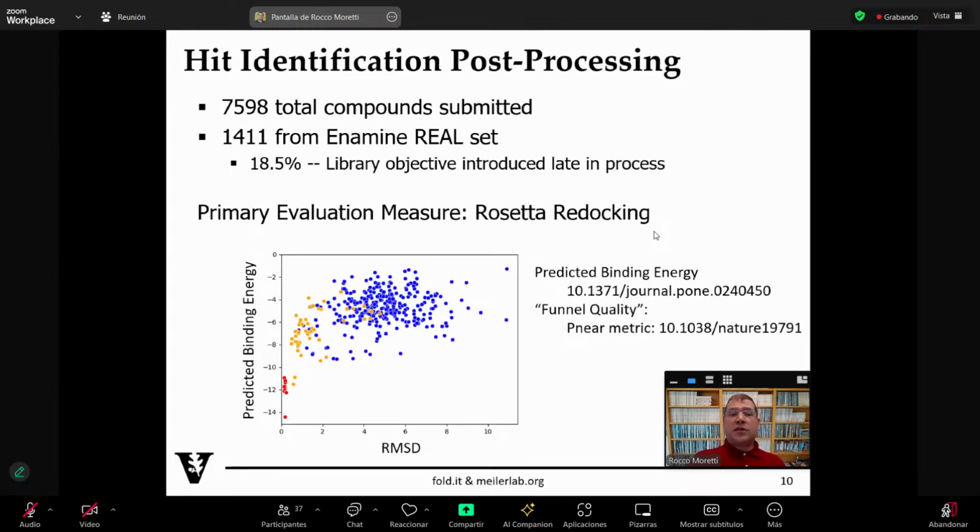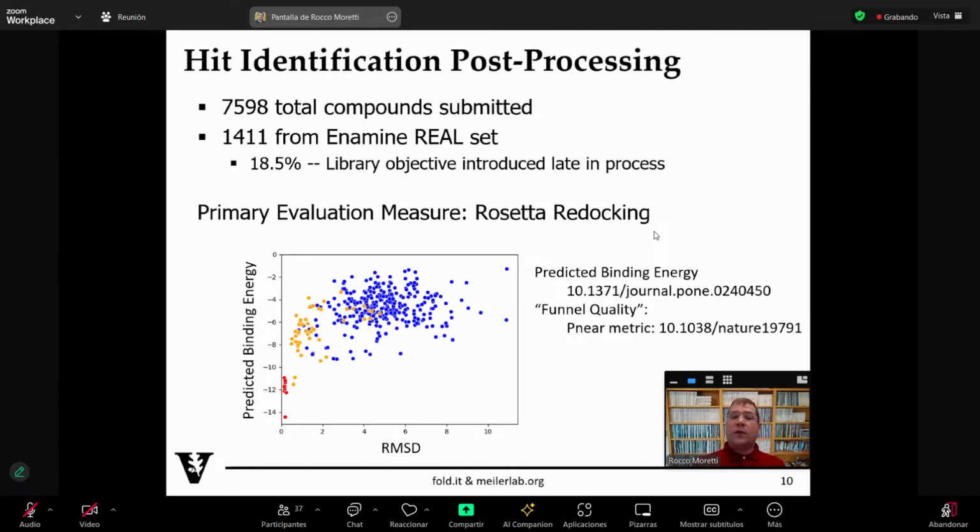And so of those 1,400 compounds, to select the ones that we would submit, one of the primary reevaluation metrics that we used was just Rosetta redocking. So we took those compounds and we took the protein structure and just sort of redocked those compounds within the protein structure using Rosetta. This is just standard Rosetta ligand redocking. And for this, we were looking for 2 things. One was the predicted binding energy. When we redock the molecule, do we get a good protein ligand interaction, a good predicted ligand binding energy?